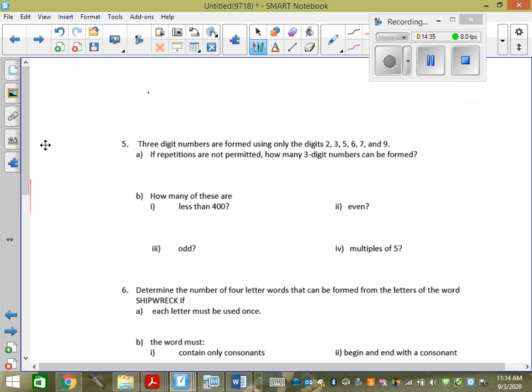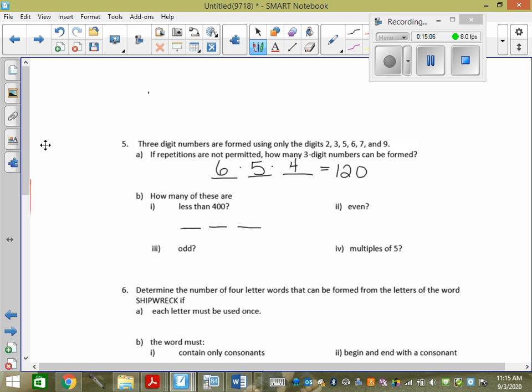3-digit numbers are formed using only the digits 2, 3, 5, 6, 7, and 9. If repetitions are not permitted, how many 3-digit numbers can be formed? So I have 6 options for the first blank, right? And it says repetitions cannot be used, so what would the next one be? 5, and the next one would be 4, which is 120.